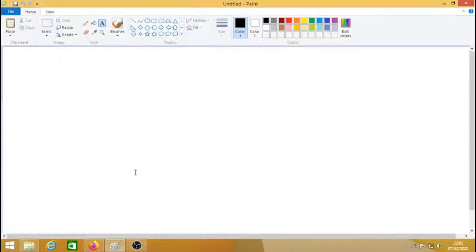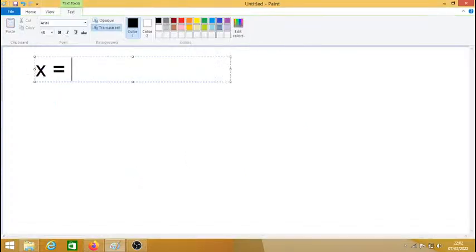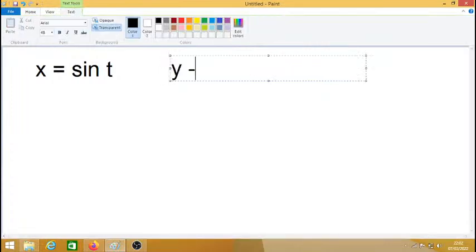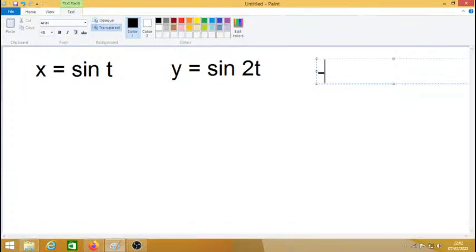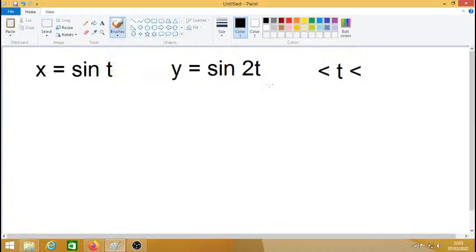Let's take a look at the question. We have a pair of parametric equations. The first one is x equals sine t, and the second one is y equals sine 2t. This is for the range of t being in between pi over 2 and minus pi over 2.